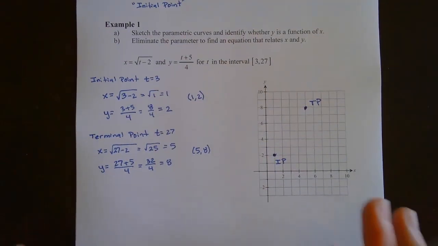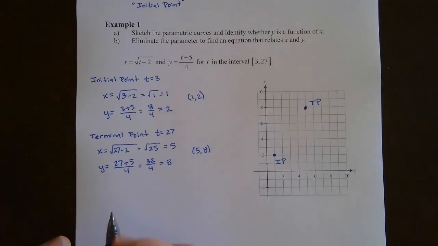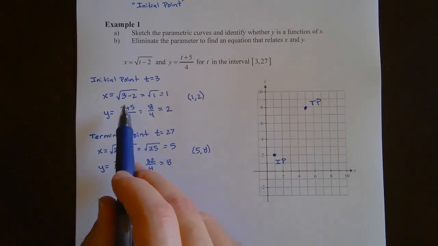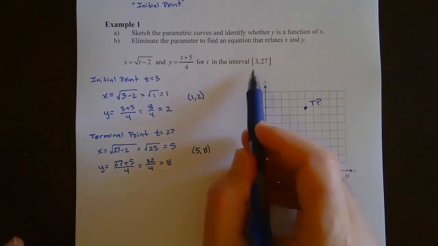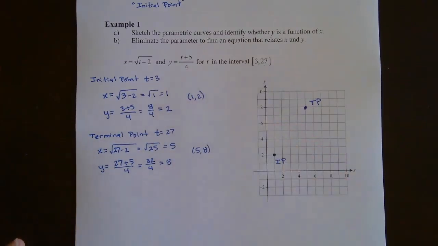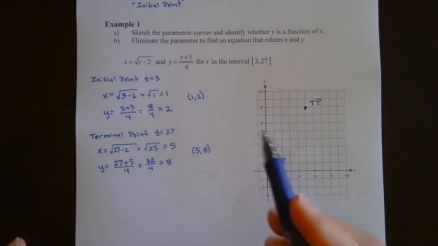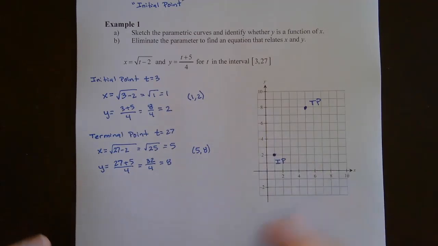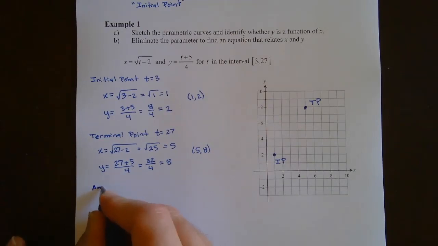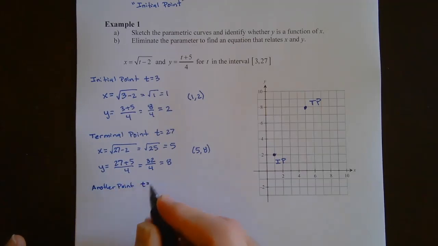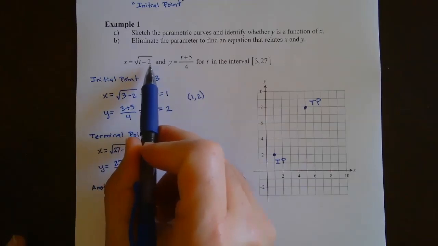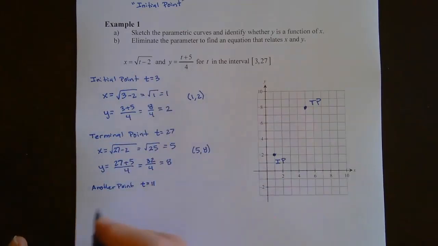So I'm actually going to do one more point, okay? And I want to pick a number that I'm going to be able to subtract 2 from and take the square root of really easily, okay? So I would say some time value between 3 and 27, okay? Let's do 11, okay? I'm going to do a couple points here, okay? So another point would be t is equal to 11. Why? Because if I take 11 minus 2, that would give me 9. Now I'm going to be able to take the square root, okay? So t equals 11, okay?